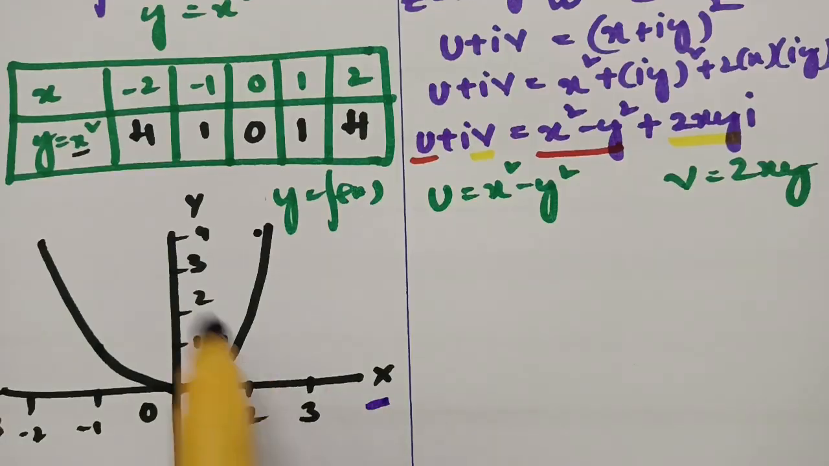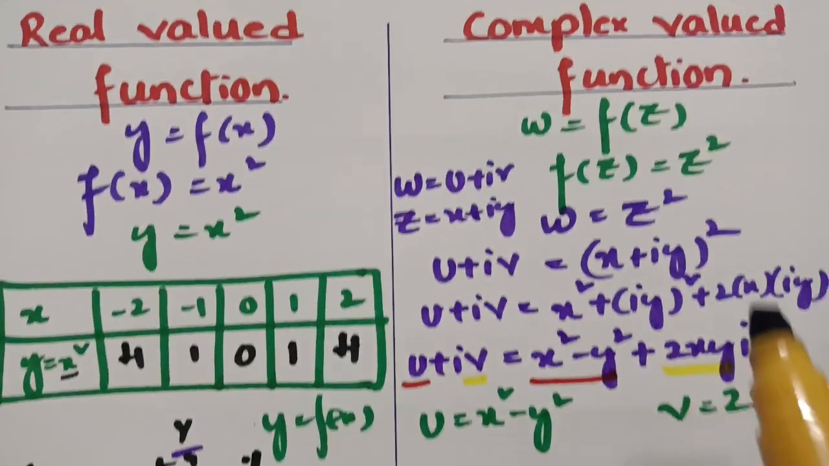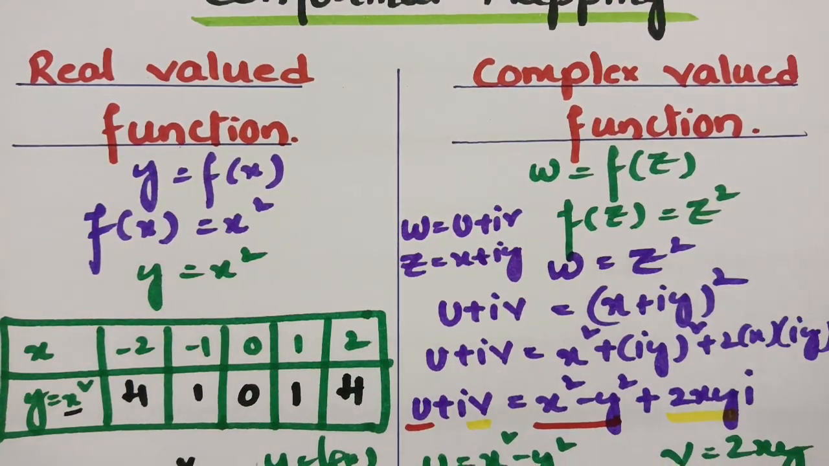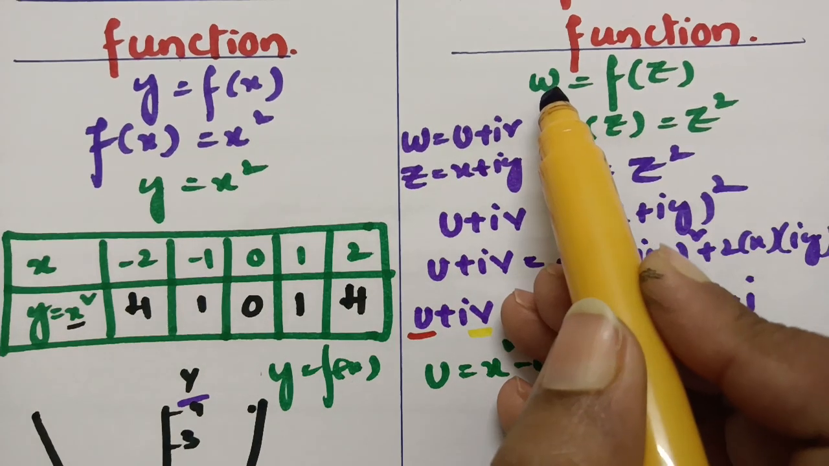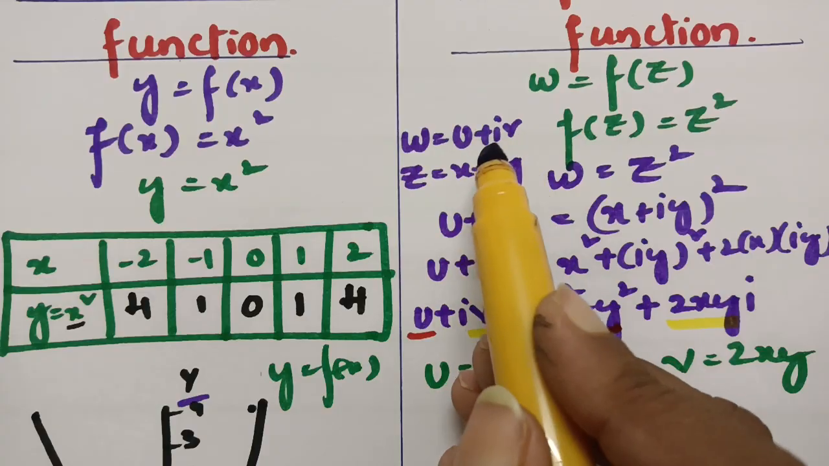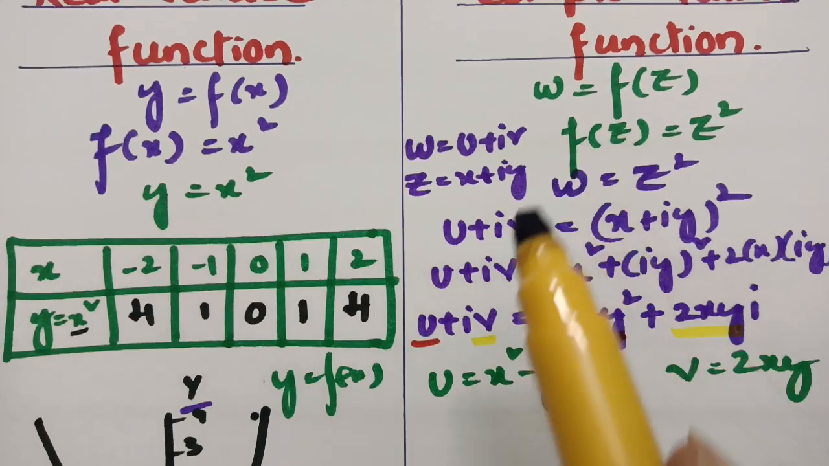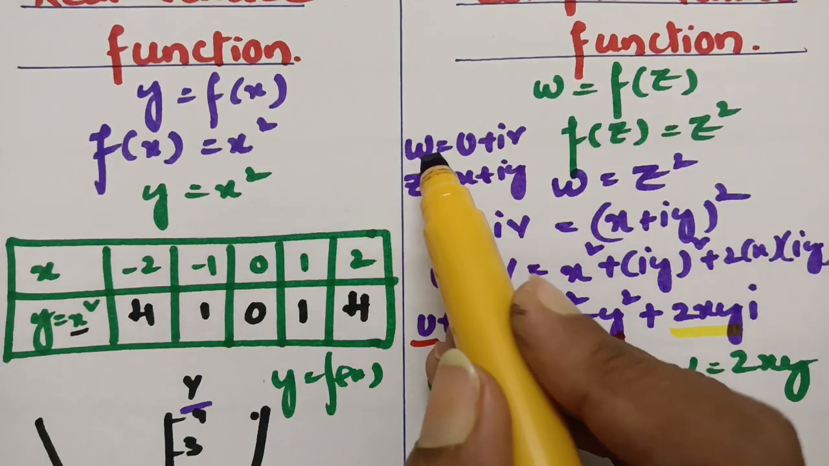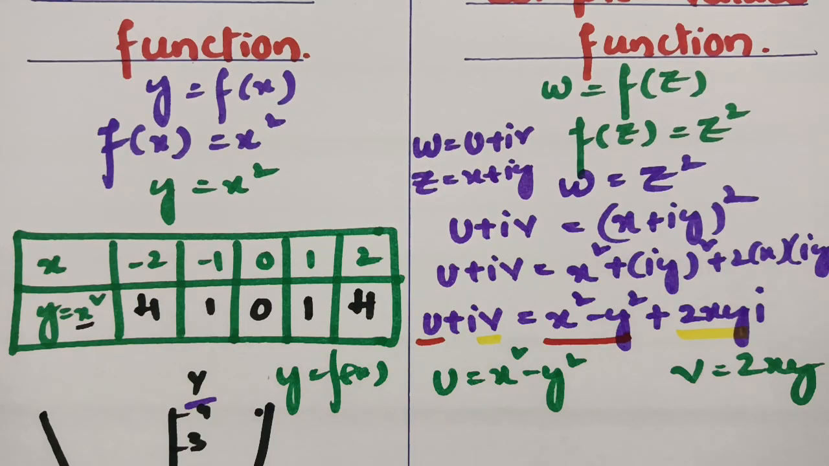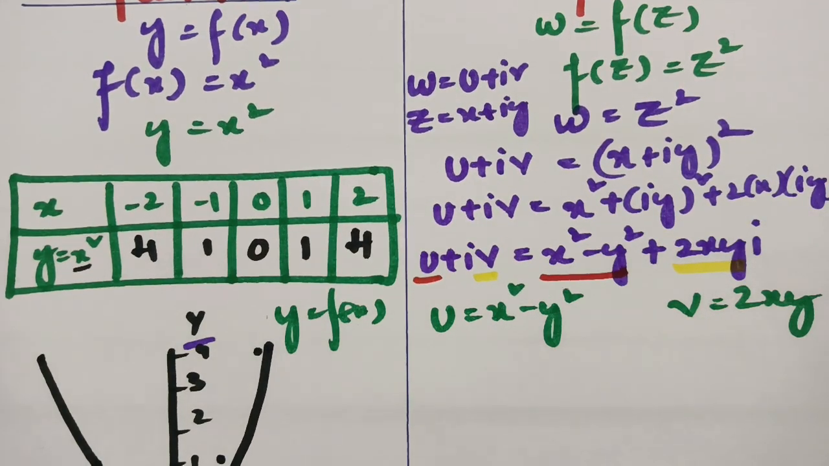So this is x plane and this is y plane. It is enough for a real valued function. For the complex valued function, there is W as well as Z. So for W, this is U plus iV, and for Z it is X plus iY. So there are four variables and there is no 4D graph, and therefore we are going to represent W in one plane and Z in one plane, and we are going to show a mapping or a correspondence between the two planes here.